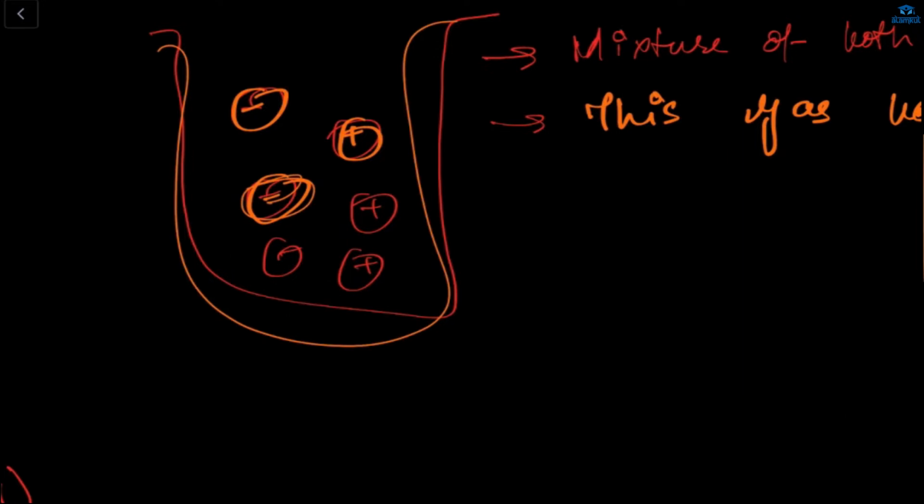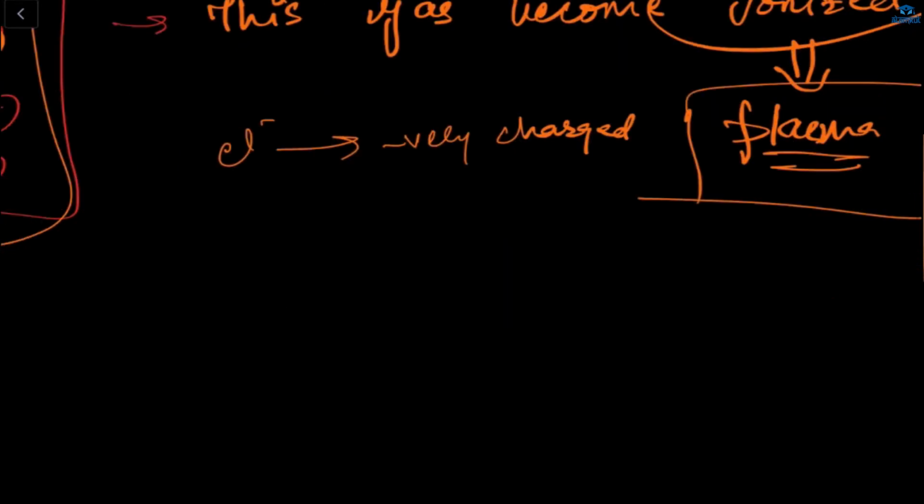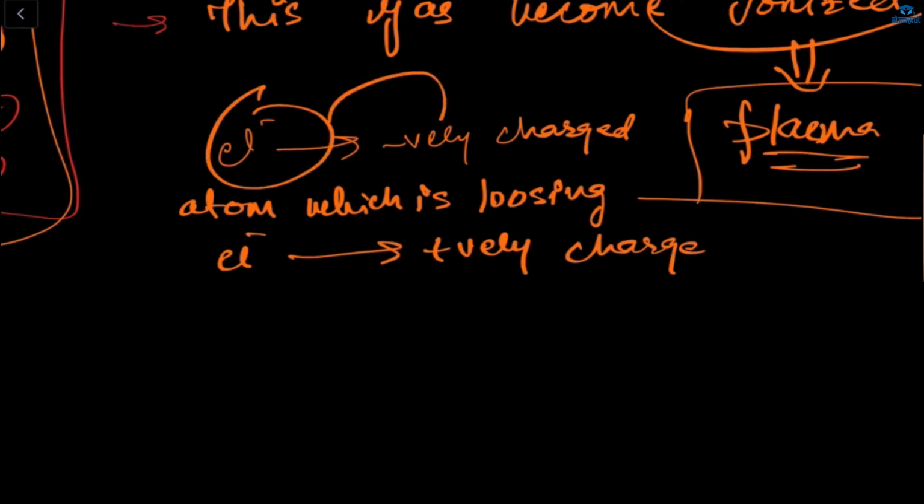So now the atom which is losing an electron will become positively charged, and the electron is negatively charged. We already know this, right? That electron is negatively charged, and the atom which is losing the electron will become positively charged. Wait, sorry. The atom which is losing an electron will become positively charged, and my electron is negatively charged. And so now what will happen?